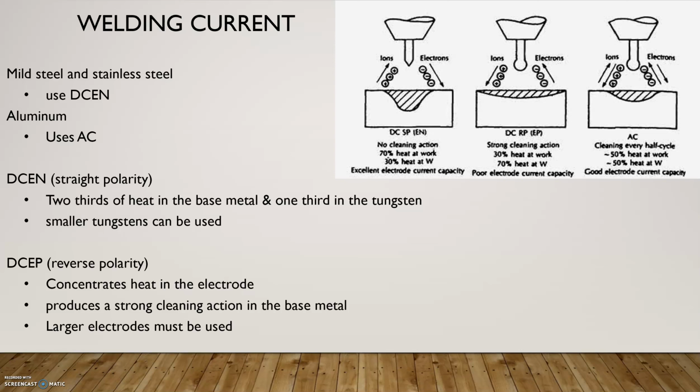The heat is distributed 50-50. There is a cleaning action in the electrode positive cycle that helps to lift the protective oxide layer in the weld zone of aluminum. Direct current electrode positive has shallower penetration in the base metal and 2/3 of the heat in the electrode.